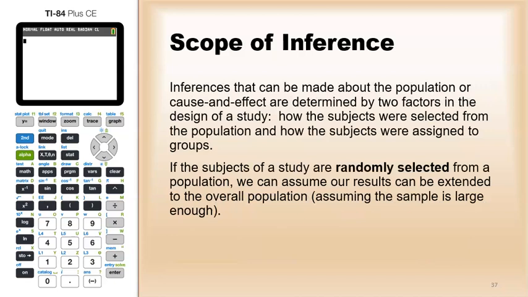So, inferences that can be made about the population or cause and effect are determined by two factors in the design of a study. How the subjects were selected from the population and how the subjects were assigned to groups. In both cases, the most important part is whether there is randomness involved. So if the subjects of a study are randomly selected from a population, we can say our results can be extended to the overall population, assuming the sample is large enough.